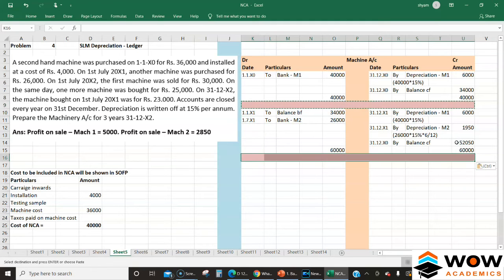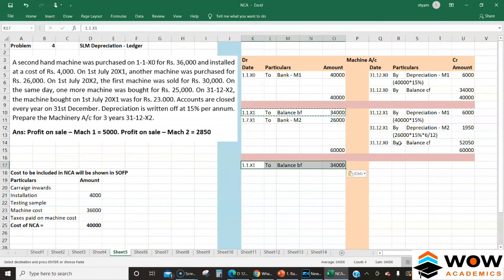Okay, that's closed. And now we'll open the accounts for the next year. So when we open the accounts, it's going to be 1/1/12 and the amount is 52,050. Done.